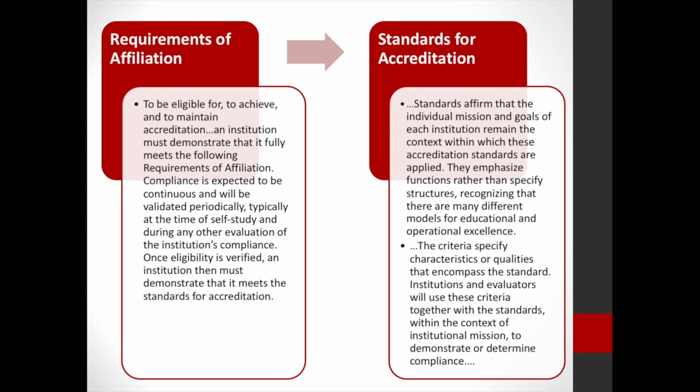In total, the process for ensuring compliance relies on a determination that an institution has demonstrated that it is in compliance with the Commission's 15 requirements of affiliation and 7 standards for accreditation. Compliance with both the requirements of affiliation and standards for accreditation is expected to be continuous. Institutions are, in most instances, comprehensively evaluated on both at the time of their self-study evaluation. Institutions will be evaluated according to the requirements, standards, and their criteria within the context of institutional mission.